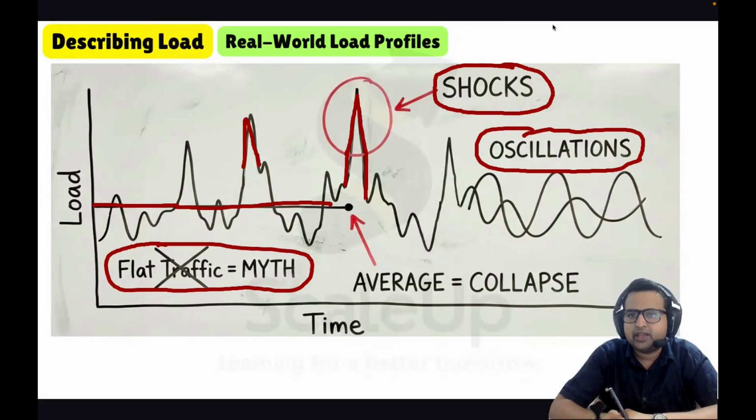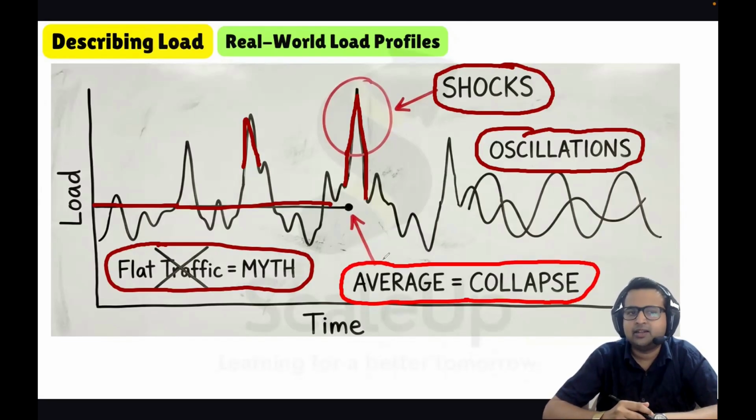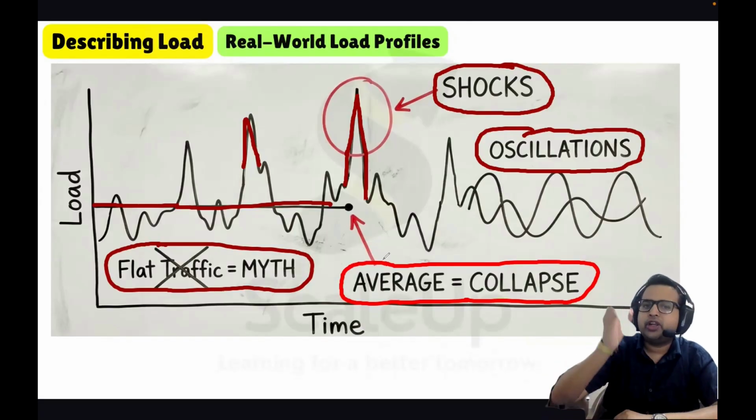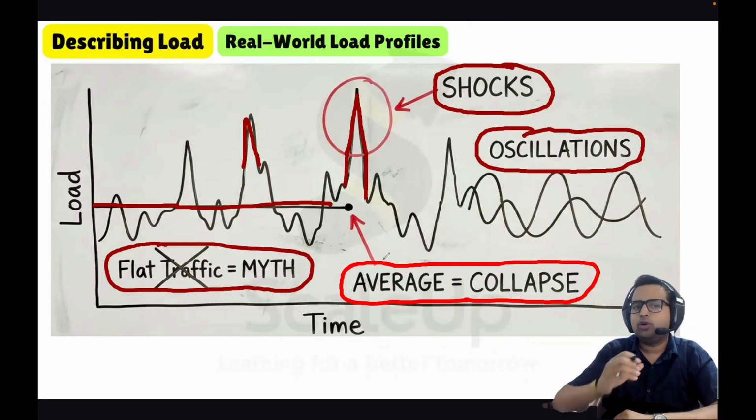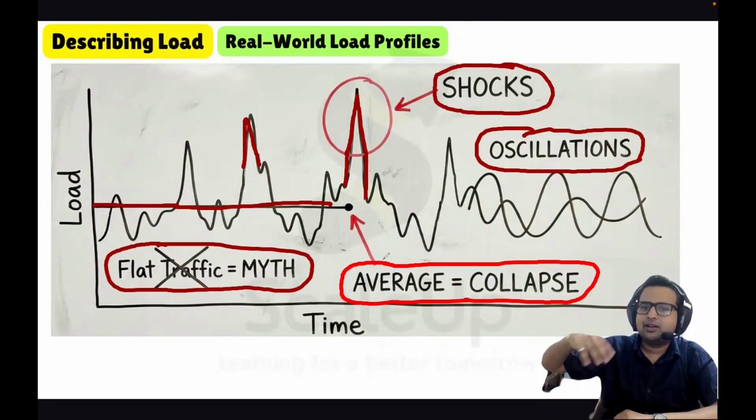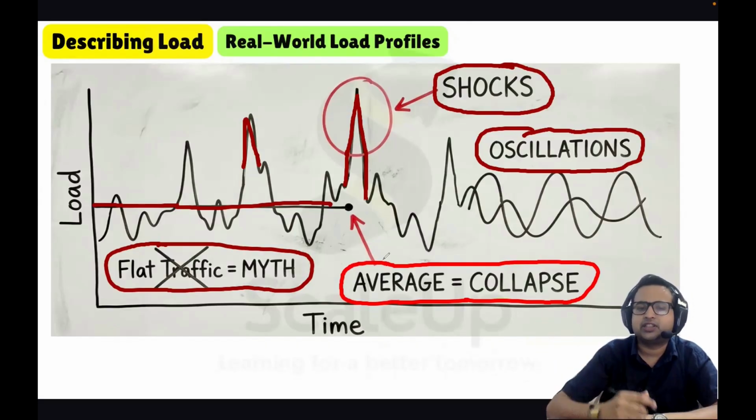So the idea is very clear that we should not depend on the average traffic, because in system design, average can be a blunder, it can be a disaster. Because if you design a system just keeping in mind the average traffic, then your system will collapse during the peak load, peak traffic, during shocks. So now it's very clear that if we talk about real world load profiles, the load is not constant or flat. Rather, the system experiences shocks and oscillations.